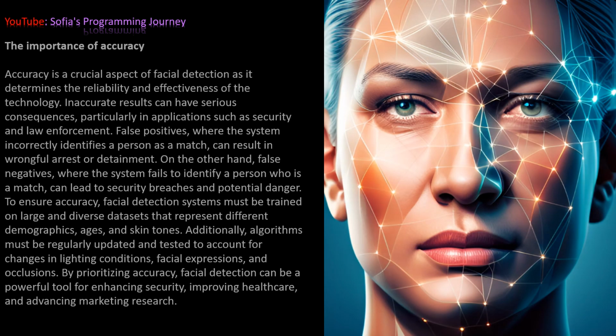Accuracy is a crucial aspect of facial detection as it determines the reliability and effectiveness of the technology. Inaccurate results can have serious consequences, particularly in applications such as security and law enforcement. False positives, where the system incorrectly identifies a person as a match, can result in wrongful arrest or detainment. On the other hand, false negatives, where the system fails to identify a person who is a match, can lead to security breaches and potential danger.